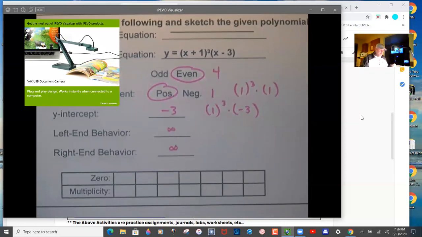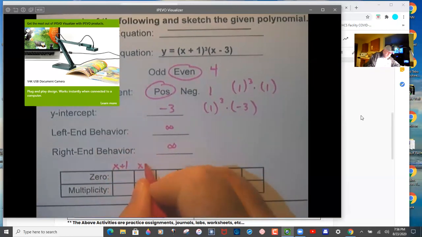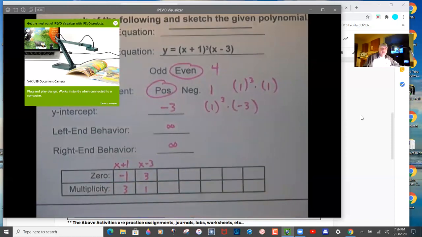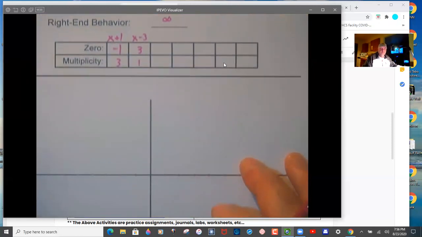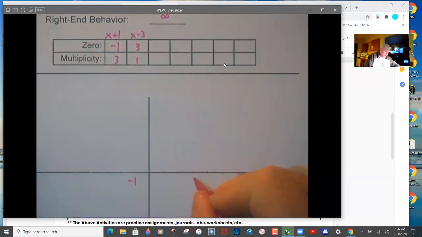There's my little 10-minute reminder again. So x plus 1 and x minus 3. So negative 1 and 3 on the multiplicity. Remember, the multiplicity is the power on the factor. Okay, so negative 1 and 3 and negative 3.